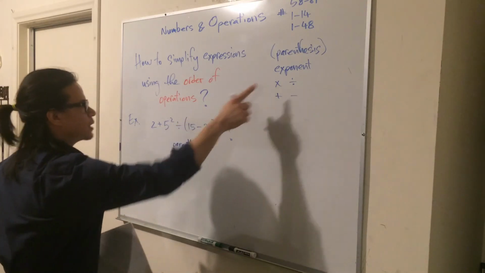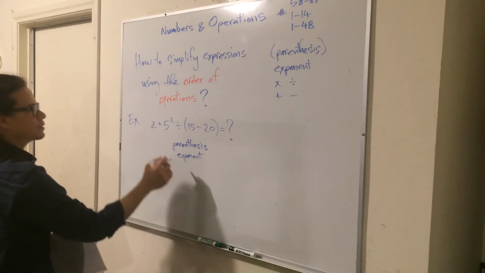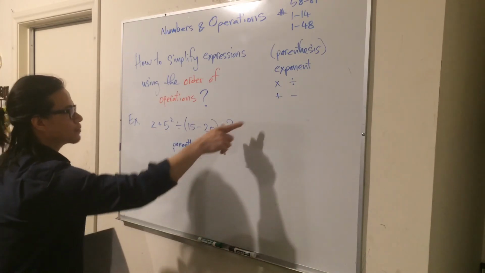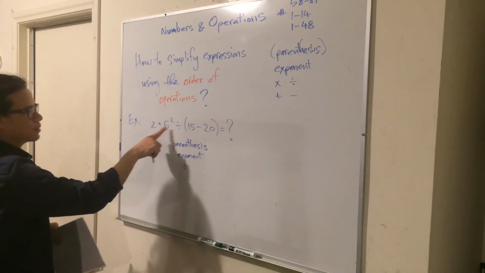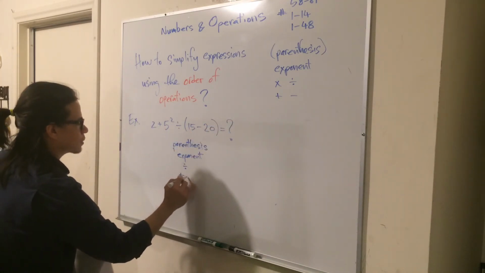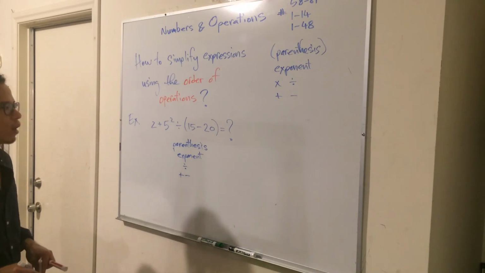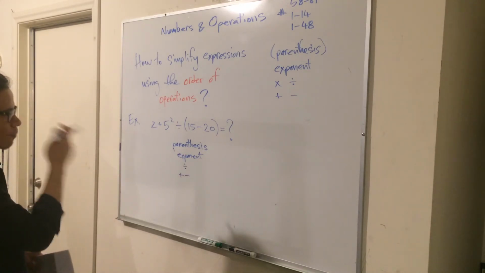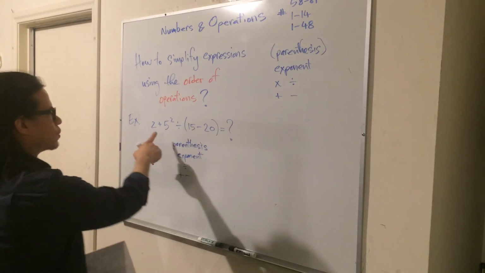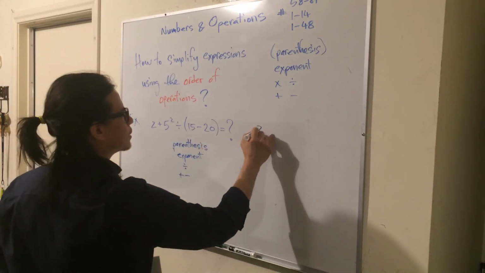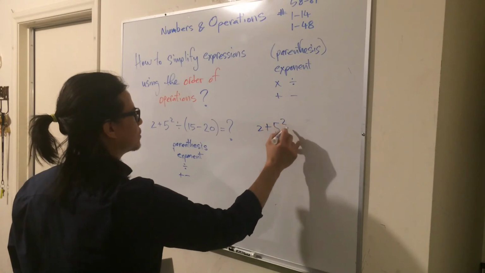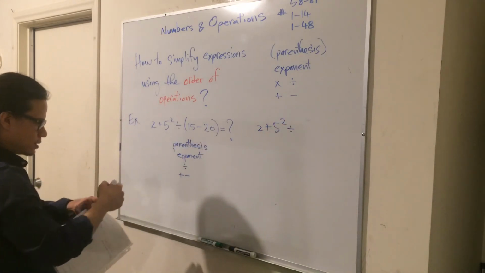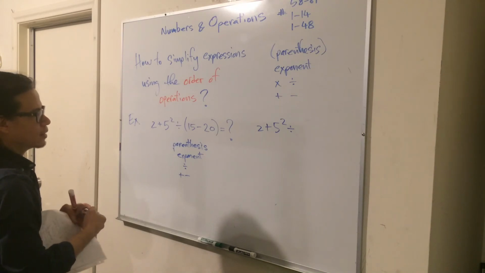Check for multiplication and division. There is divide. Check for addition and subtraction. Addition and subtraction. Okay, so we're going to see if we can hit all the bases there. Okay, starting off with parentheses. So just going to rewrite this as 2 plus 5 to the second power divided by whatever is inside the parentheses.